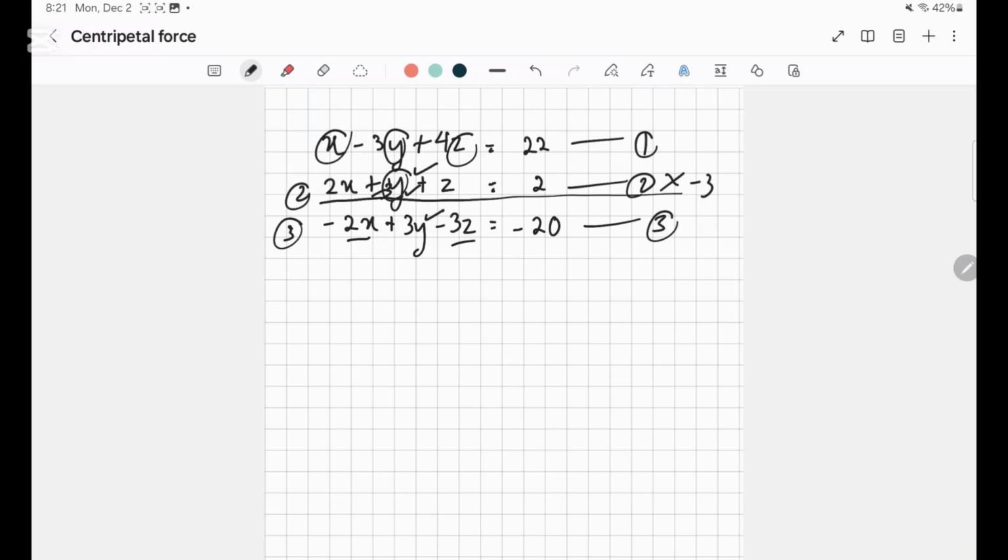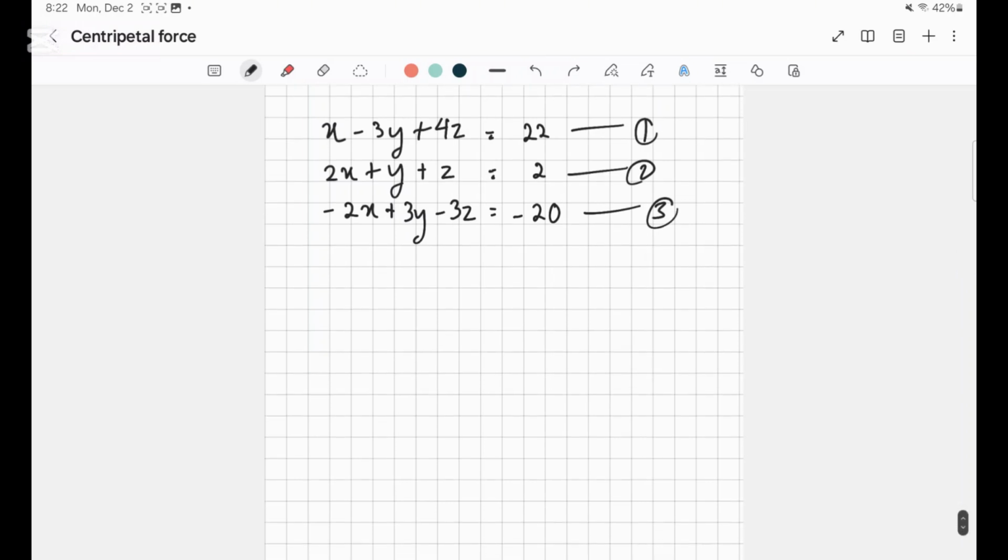Or you could do the substitution method. I'll do it in both ways, so if you prefer either way, you can learn the elimination or substitution. So let's do elimination first. When eliminating, let's take the first two equations, the first one and the second one.